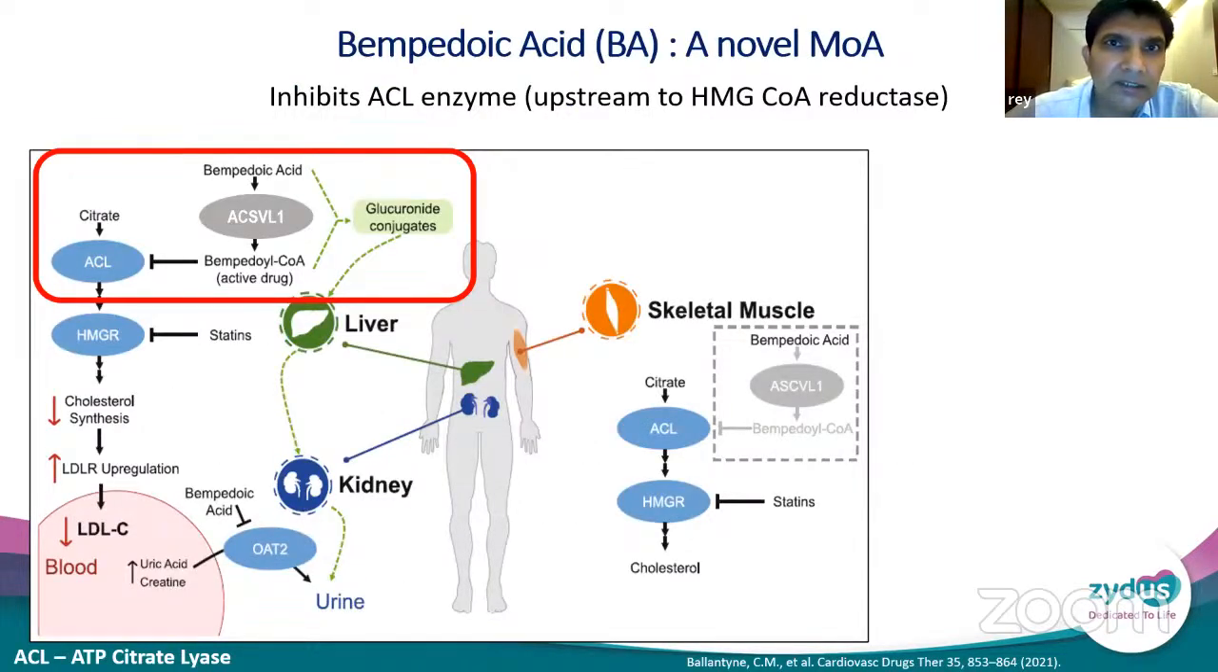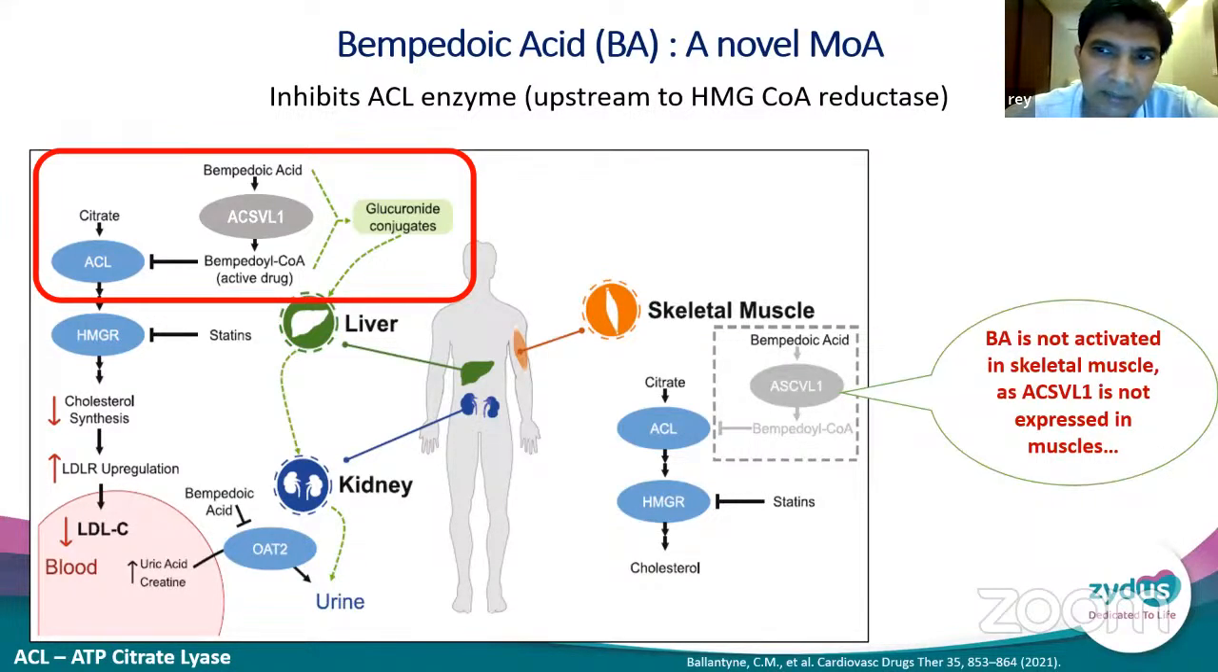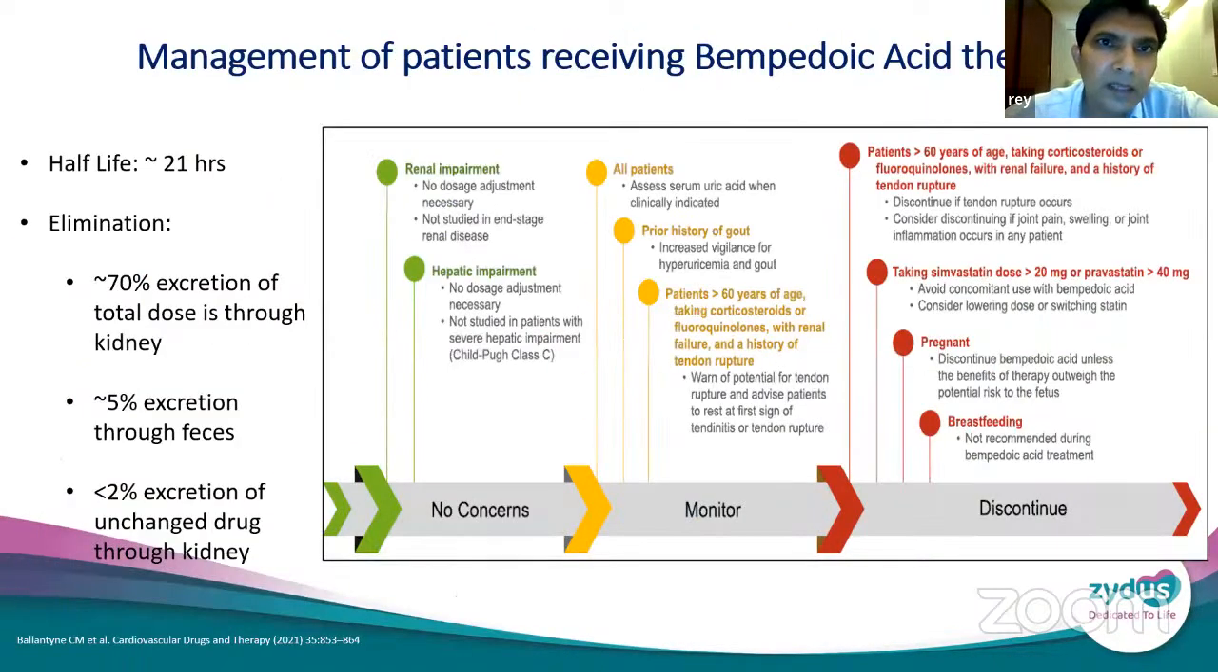This is novel. Bempedoic acid inhibits the ACL enzyme, which is upstream of HMG-CoA reductase, and it is not activated in skeletal muscle. So how do we manage a patient receiving bempedoic acid therapy? The half-life is around 21 hours. For elimination, 70% of the total dose is excreted through the kidney, 5% through the feces, and 2% as unchanged drug through the kidney. There is no concern in renal and hepatic impairment patients.